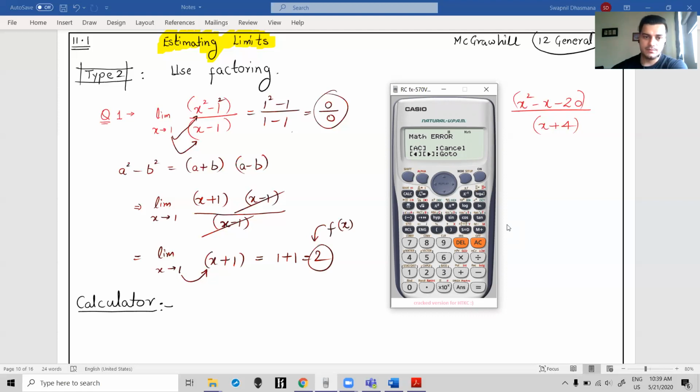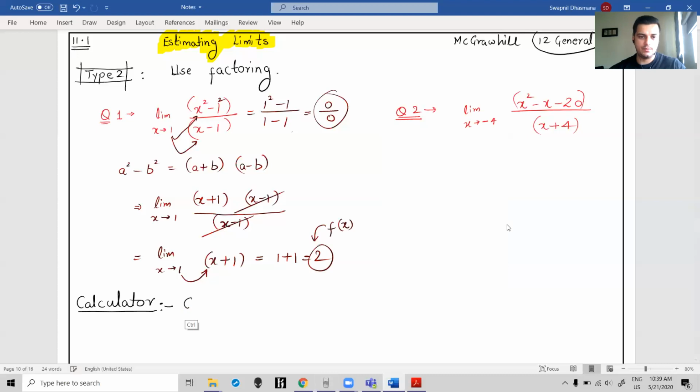So let me write these steps. First you write the equation. Then you press calc. It will ask for the value of x. Then you put the value of x as 1. Once you put the value of x as 1, you will get math error. That means I need to simplify.